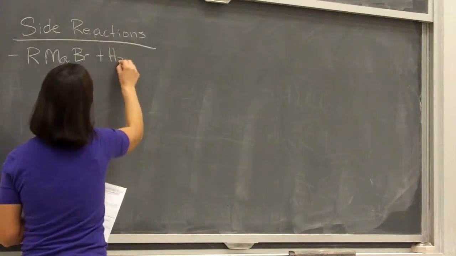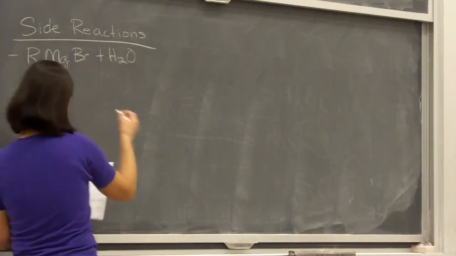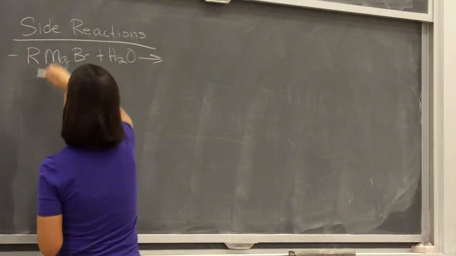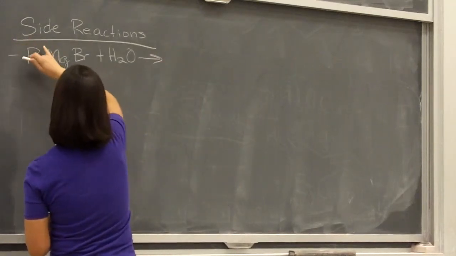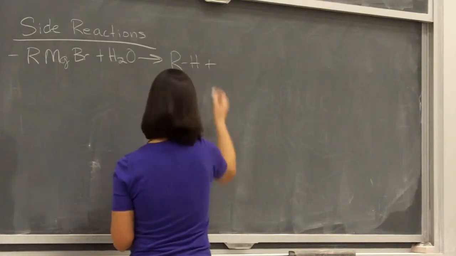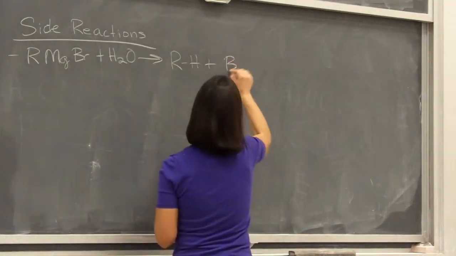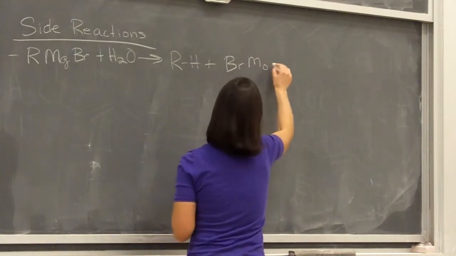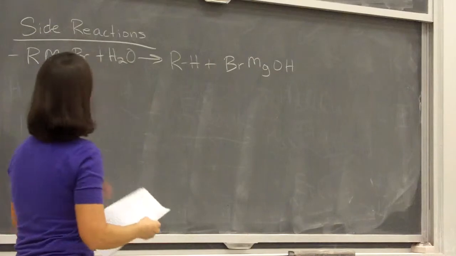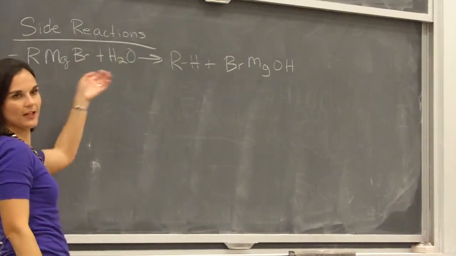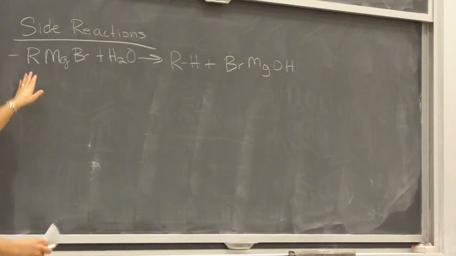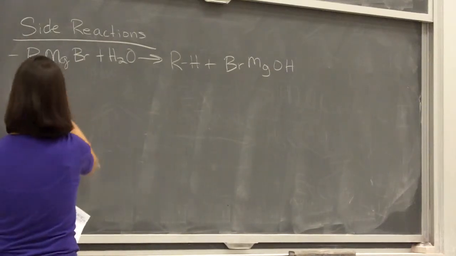So what happens when it reacts with water? We've got our nice Grignard reagent, and we get the alkane from our alkyl group, so we get RH. And then we get bromomagnesium hydroxide as well. So we have now killed our Grignard reagent. It is no longer useful in the Grignard reaction. So here are things we're going to do to take care of this.